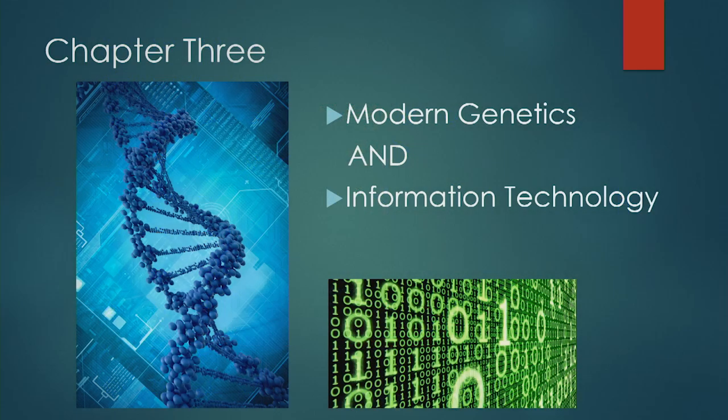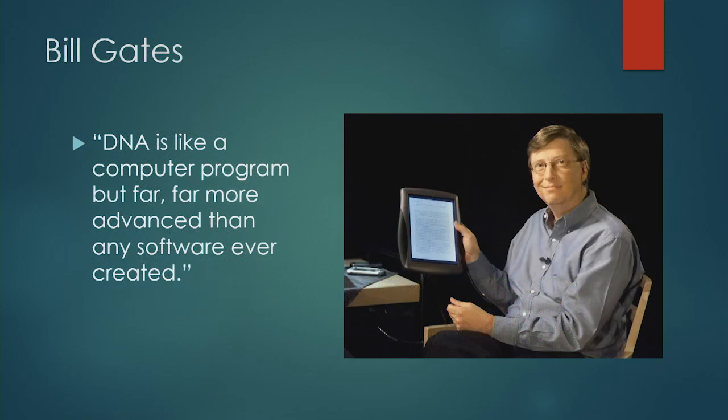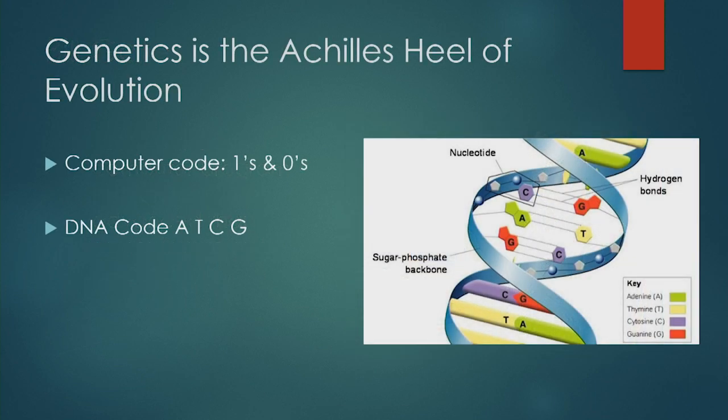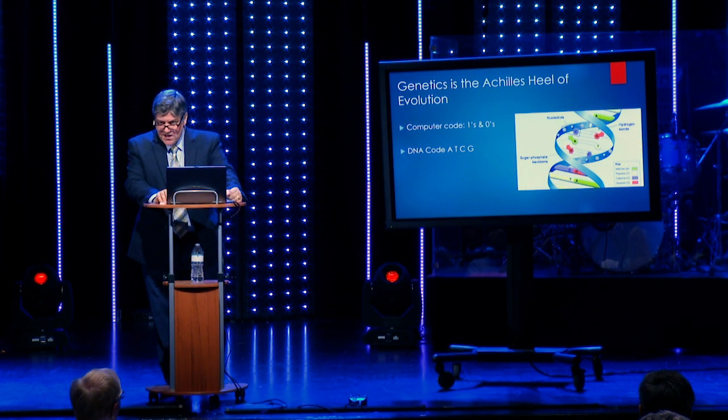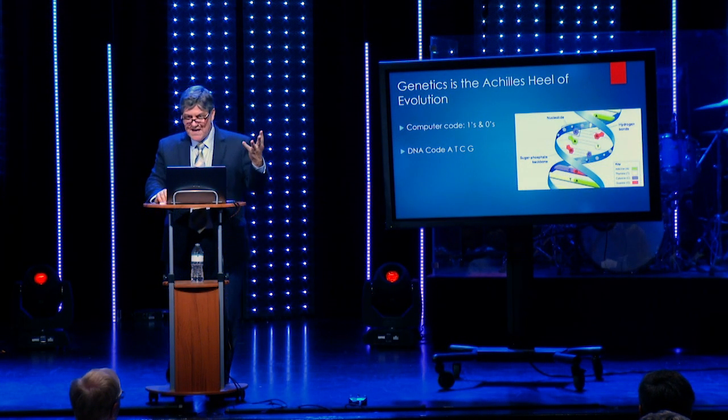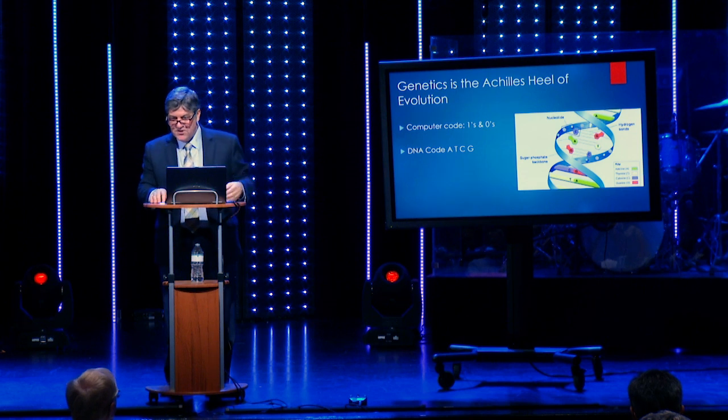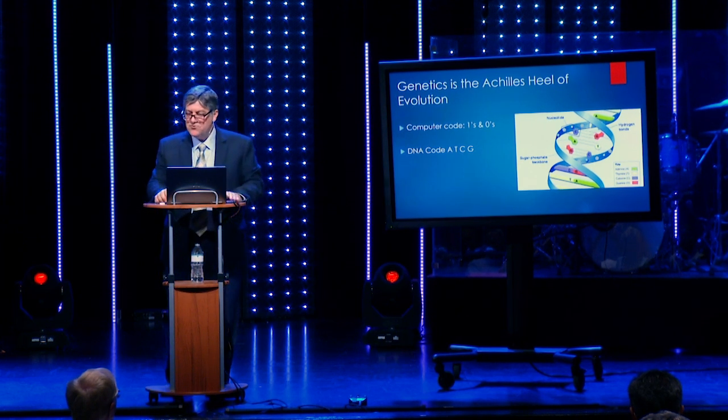Modern genetics and information technology. Bill Gates once said that DNA is like a computer program, but far more advanced than any software ever created. And I believe genetics is going to be the Achilles heel of evolution. Now, you know that computer code is based on ones and zeros, and our DNA code is based on 4 letters, A, T, C, and G, which are abbreviations for the 4 nitrogen-based nucleotides that form our DNA.